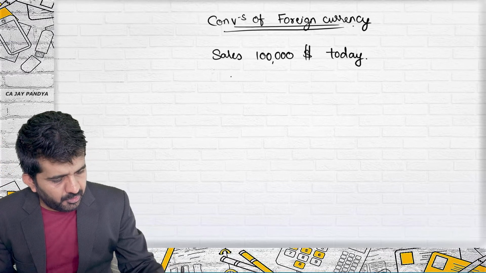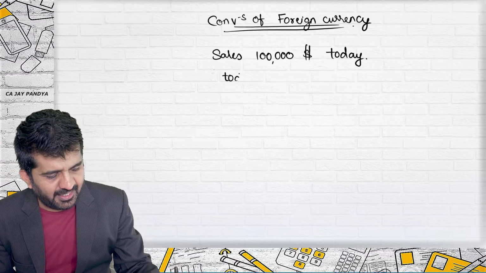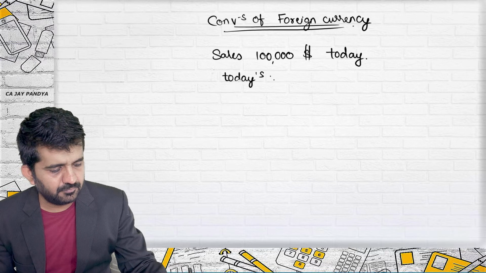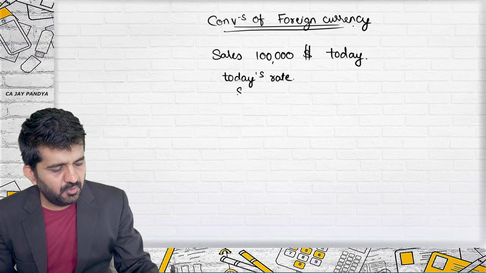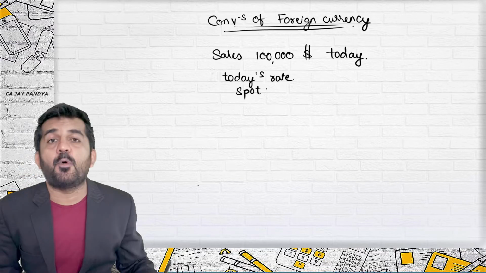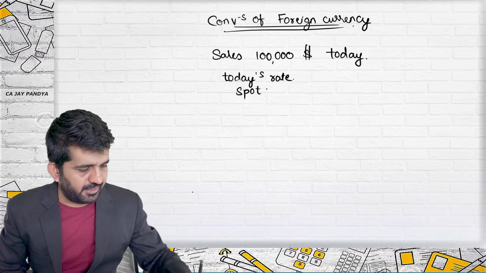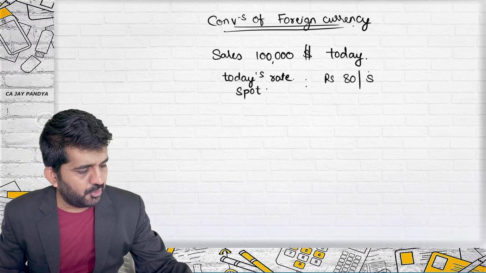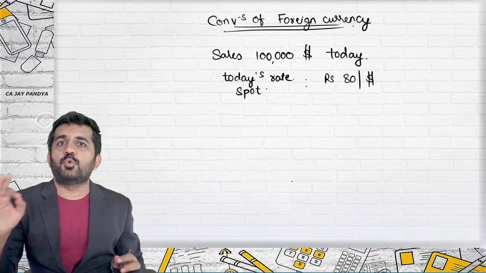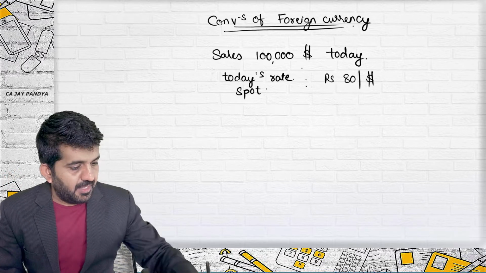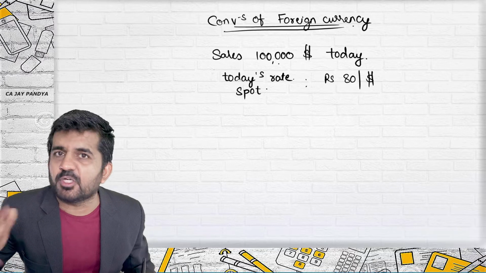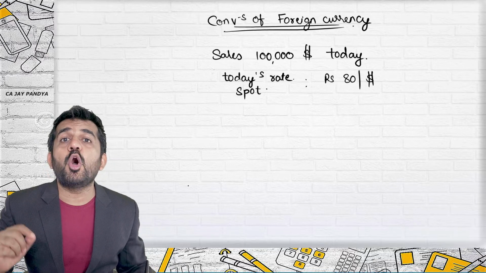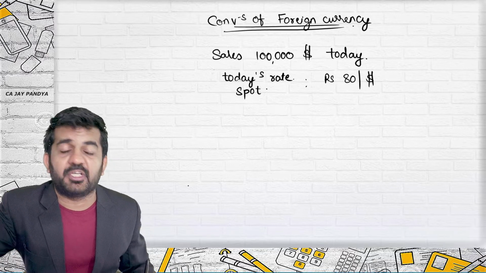Say today's exchange rate, which is also termed as the spot rate. A spot is today. It is rupees 80 per dollar. Say this is today's exchange rate. I will have to pass a journal entry for sales. At what rate will it be converted into rupees?